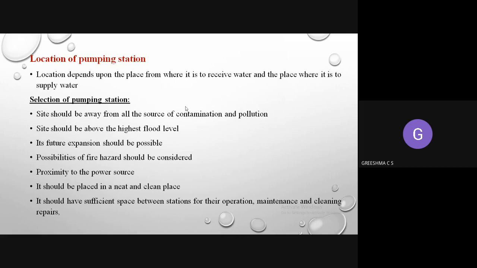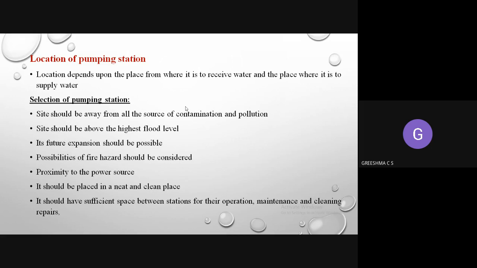At the high flood level, the maximum amount of water can be collected. We have discussed low water level and high water level. High flood level means the maximum amount of water that is collected in the river. So the pumping station should be located at the high flood level so that you can ensure the maximum amount of water into the intake structure.